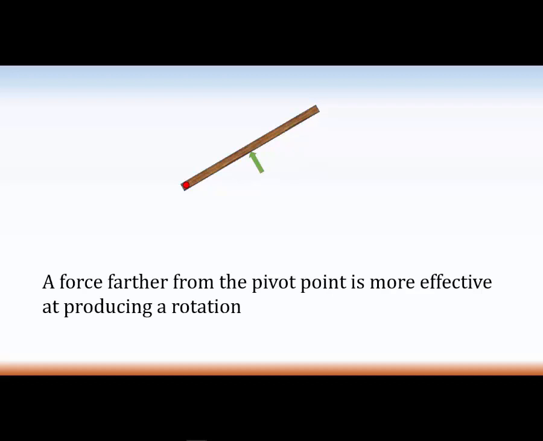Now let's see what happens when we change the position at which the force is applied. Here we have our original force, and it opens the door at the same speed it did before. But now we have a force that is closer to the center. And when we try to push on the door with this force, it takes a lot more effort just to get that door open. You can try it yourself on any door and you'll see that I'm telling the truth. This leads to the conclusion that a force farther from the pivot point is more effective at producing a rotation.